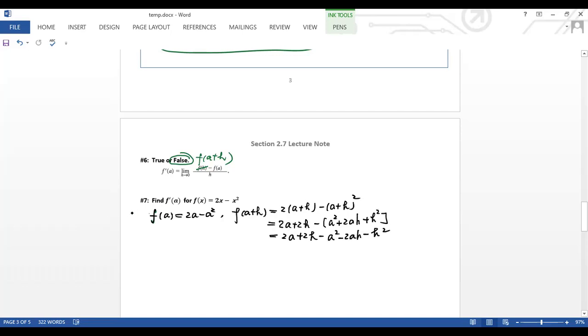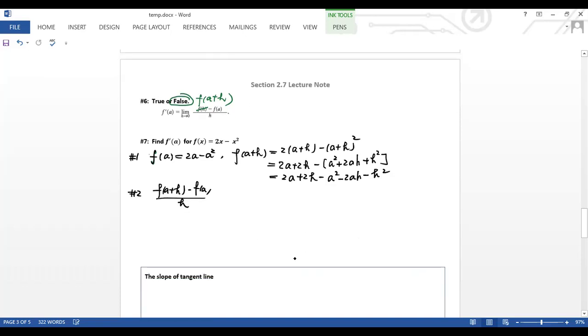Okay, so this is the number one we need to do, right? And the number two, see here, we need to find f of a plus h minus f of a, and the h is here. Correct? So like we said, as long as you have a good algebra background and be very careful, you will be fine. So a plus h is 2a plus 2h minus a squared minus 2ah minus h squared.